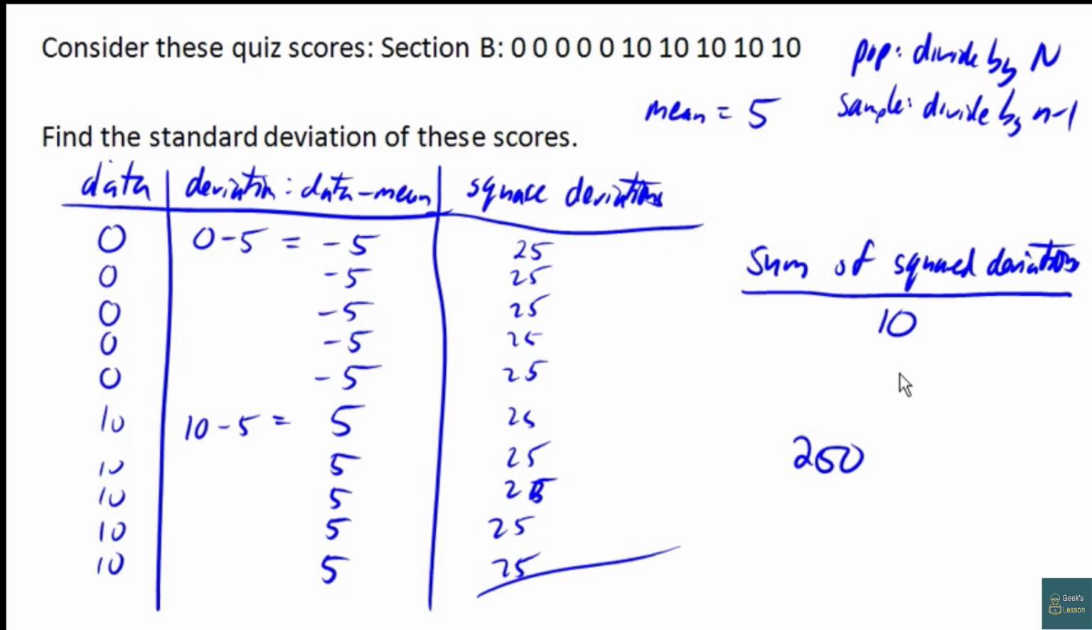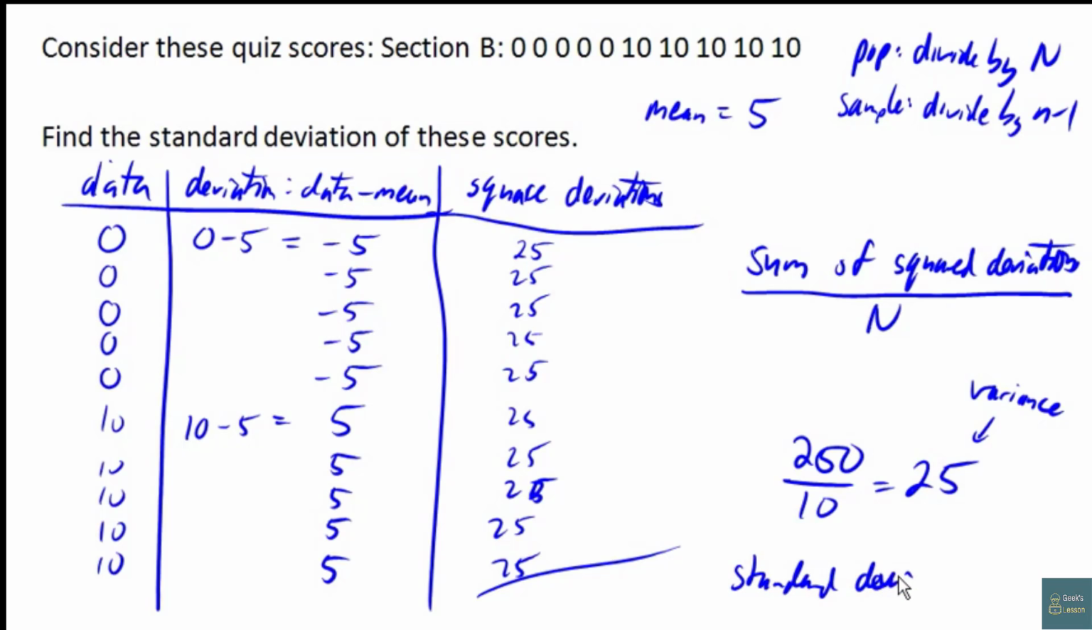We're going to divide by the 10 scores, and we're going to get 25. Now, at this point, we have something called variance, or more specifically, the population variance, since this was for the entire population. The standard deviation is the square root of the variance, so it's the square root of 25. The square root of 25 is 5, and so the standard deviation of this data set is 5 units.